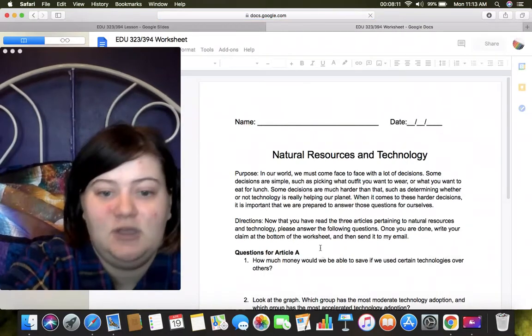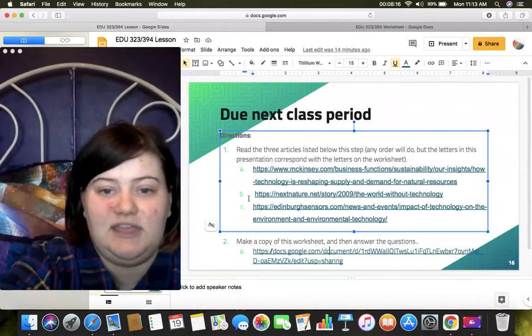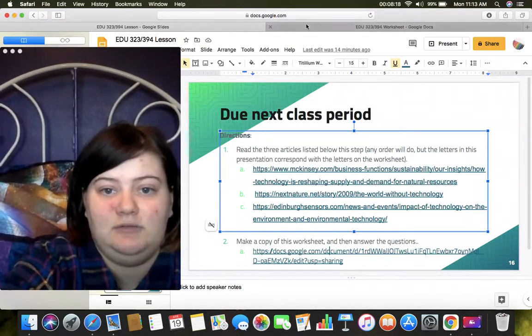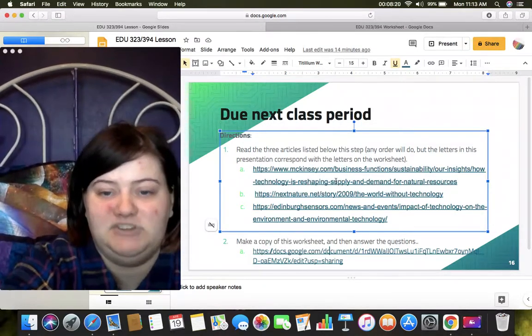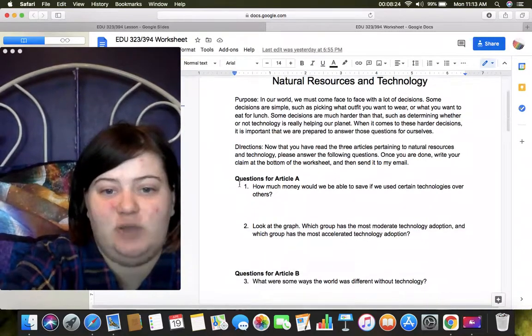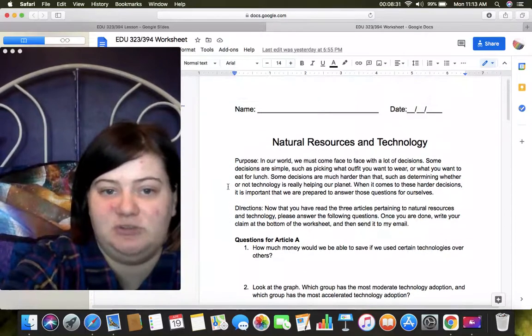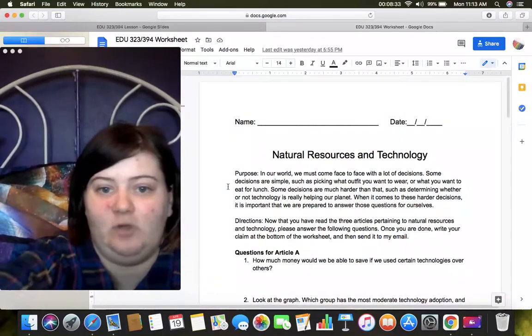There we go. So, Article A is this one right here, the reshaping supply and demand for natural resources. And as such, questions for Article A will be in this first section here. So just kind of highlighting how that goes. So now I'll be going over the worksheet in full.